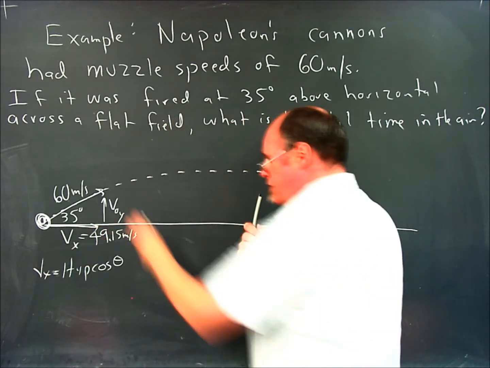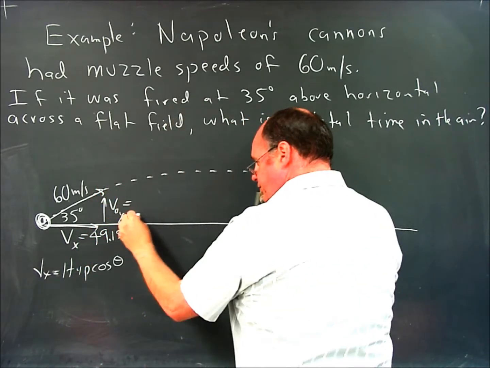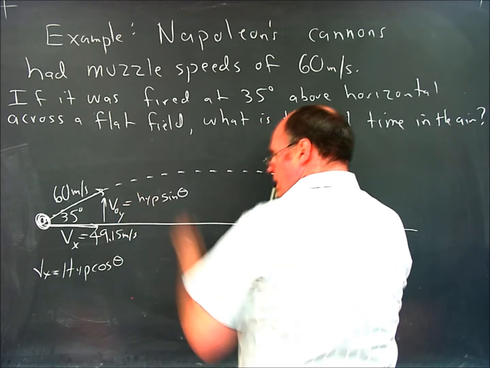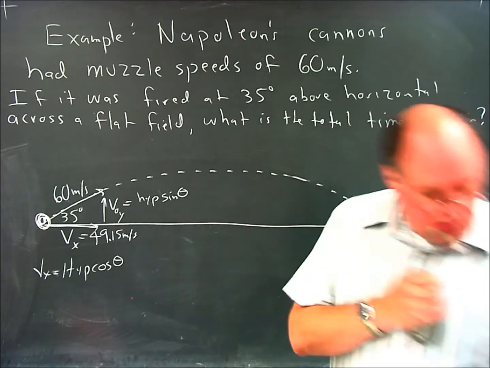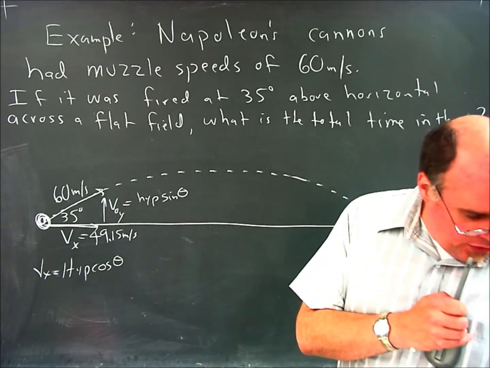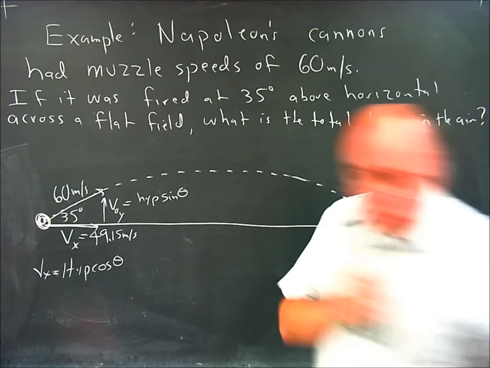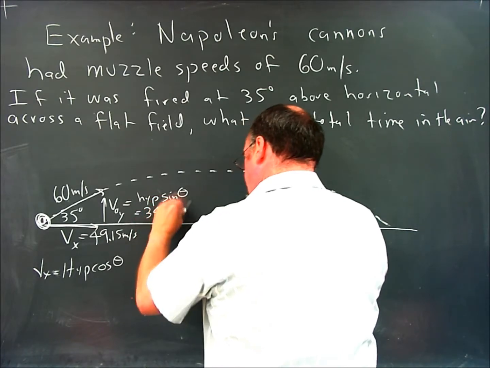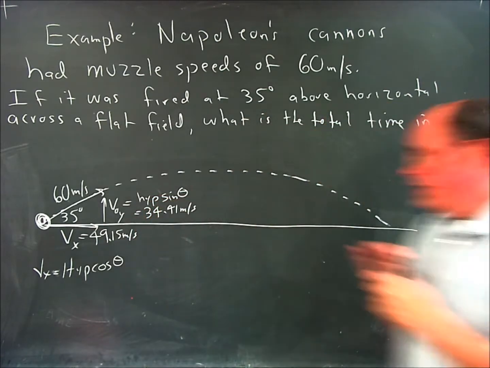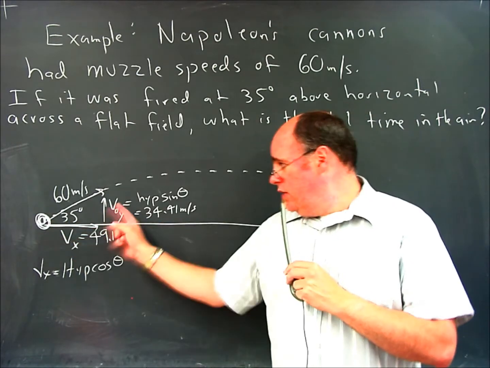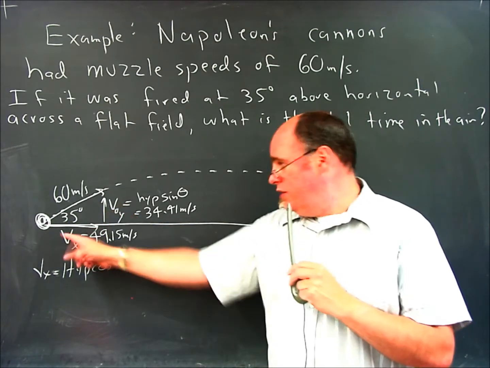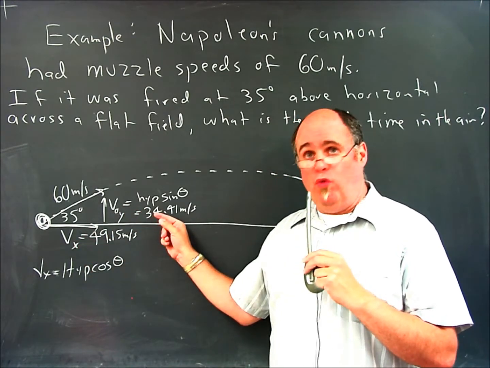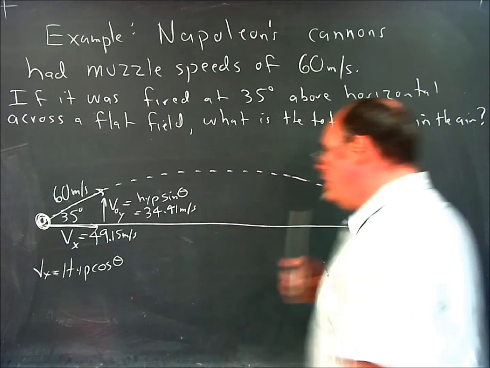And if you do the y piece, remember the y piece is just a formula. You're going to take the hypotenuse and you're going to multiply it by the sine of the angle and make sure your calculator is in degrees. And if you do that correctly, you should get 34.41. Okay. Now that's its x and its y directional velocity. So when it's launched, it's going horizontally with a speed of 49.15 and vertically with a speed of 34.41 meters per second. And it's going to go through the air.